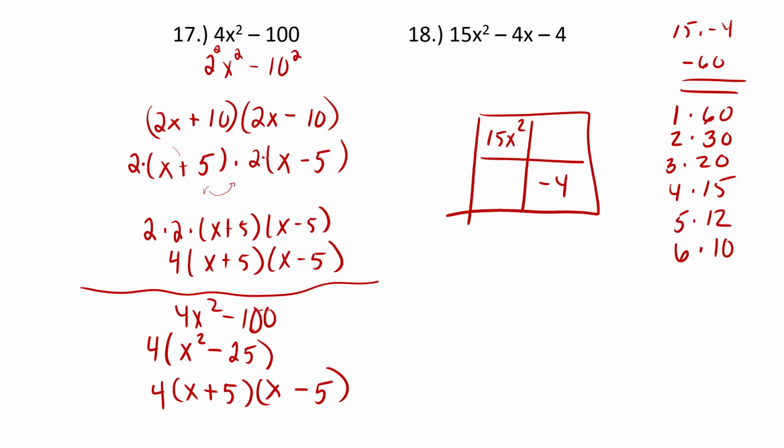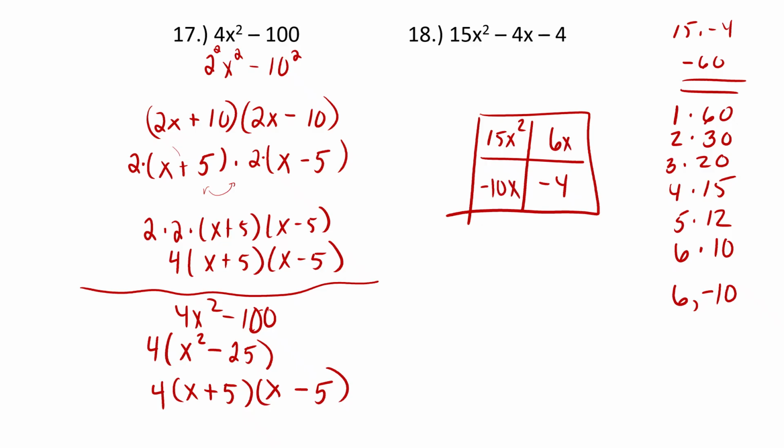Now for this to come out to negative 4, the 6 would be positive and the 10 would be negative. So quick check. 6 times negative 10 gives me negative 60. 6 plus negative 10 gives me negative 4. So we'll do 6x and negative 10x.